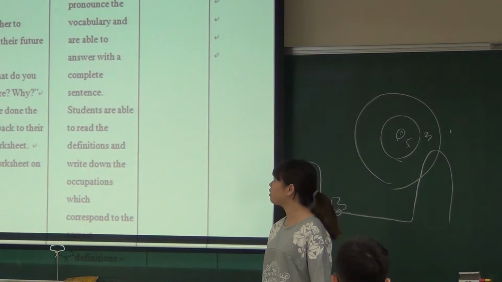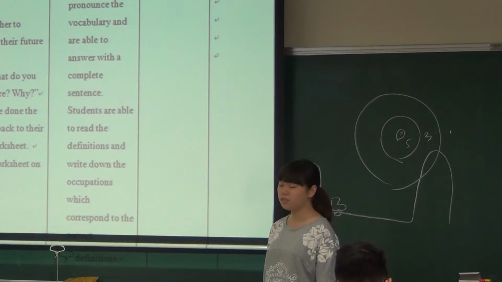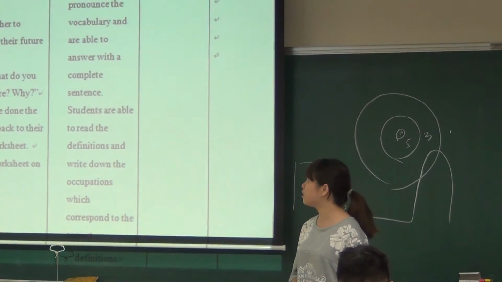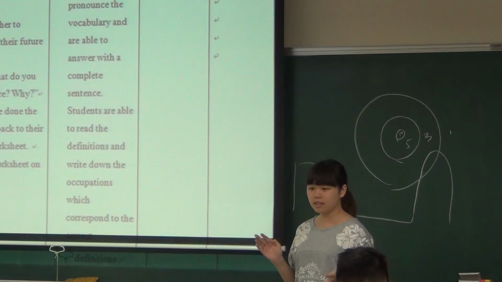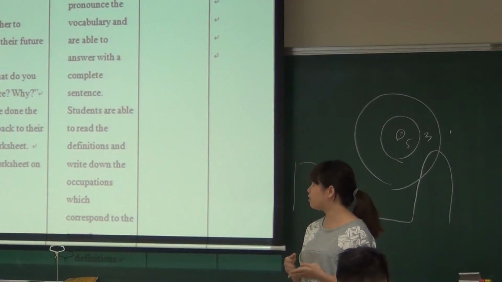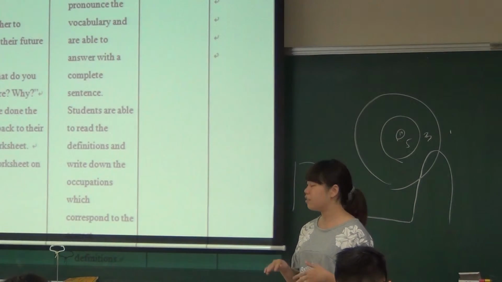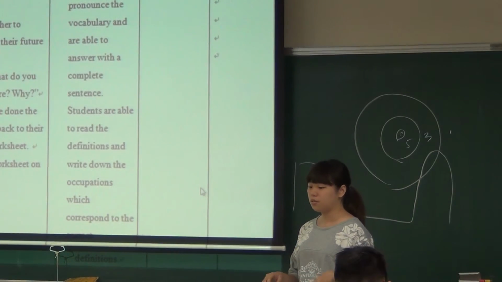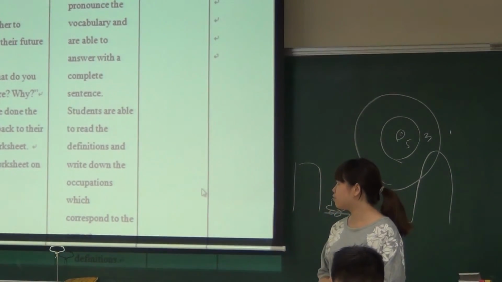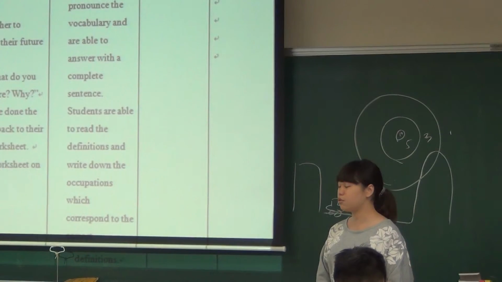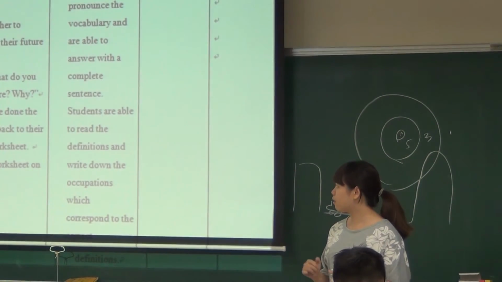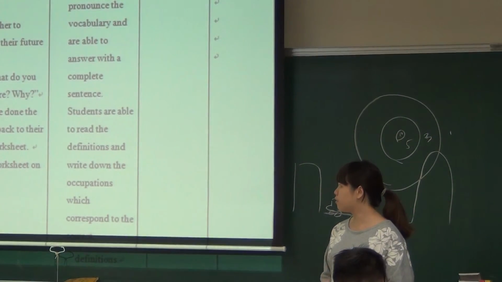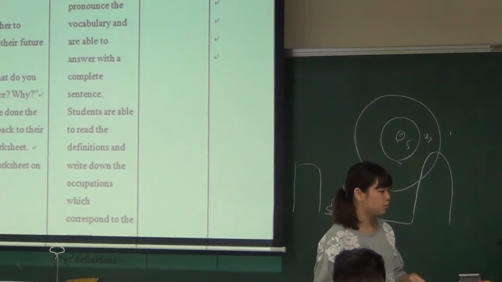The skill focus is speaking, writing, and reading. We will divide students into five groups, and we will first distribute a worksheet to every student, and each group has a teacher to interview them, so that students and the teacher will have a short conversation about what they want to be in the future. And then those students who have done their interview will go back to their seats and finish their worksheet.